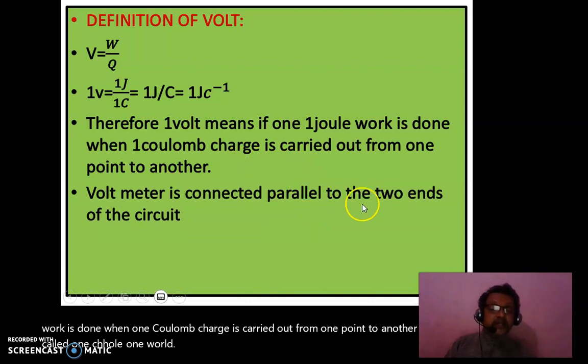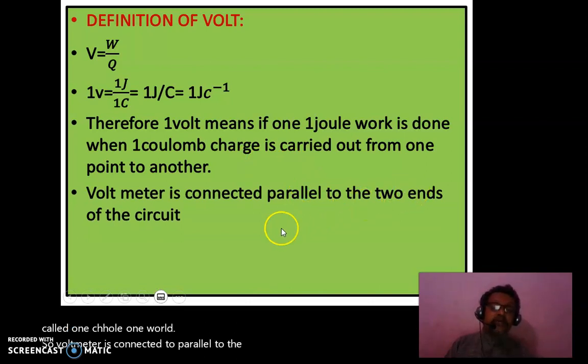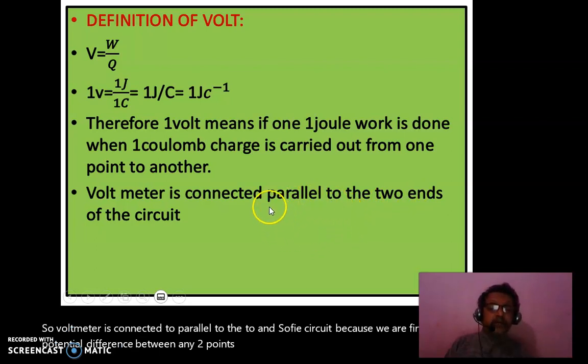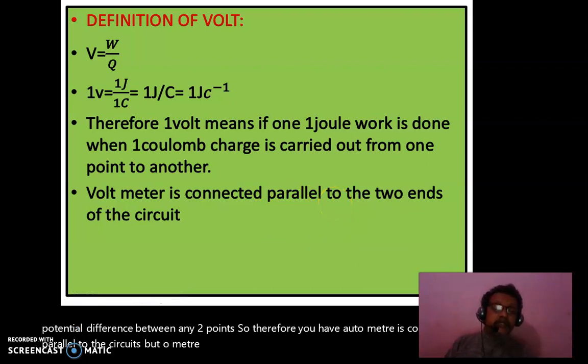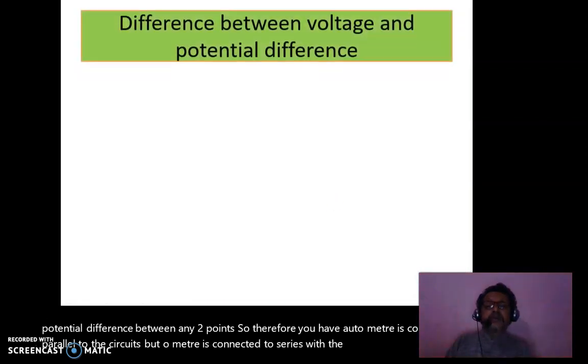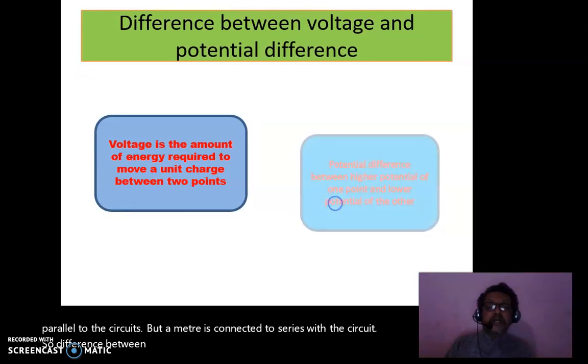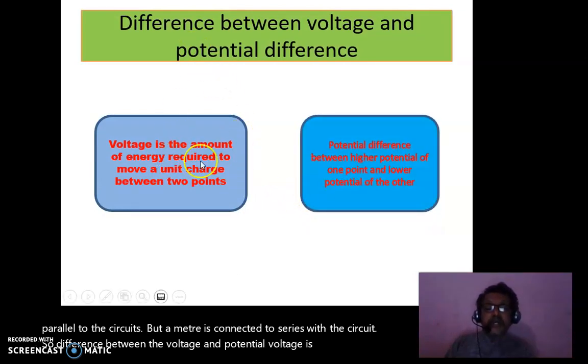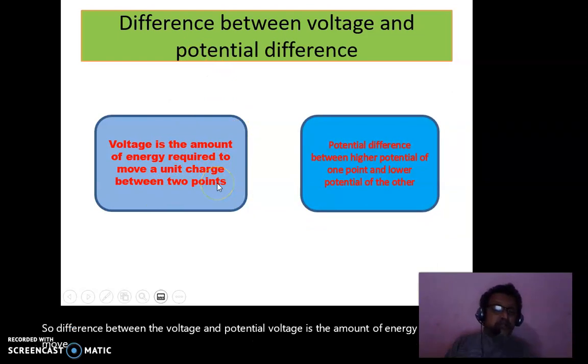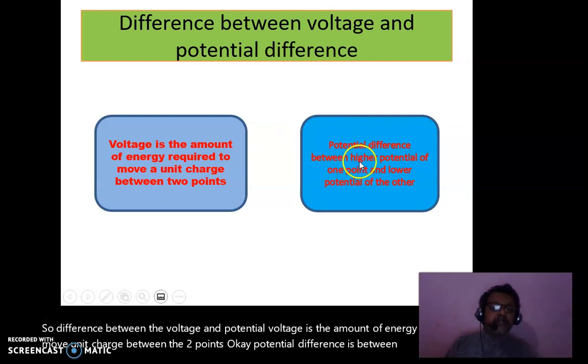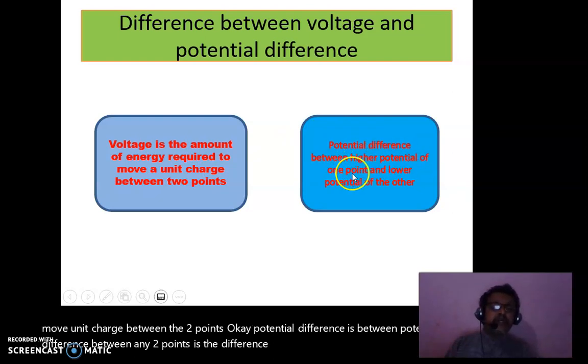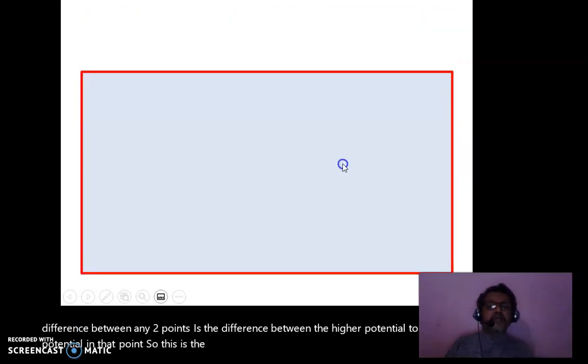So the voltmeter is connected in parallel to the two ends of the circuit because we are finding the potential difference between any 2 points. So the voltmeter is connected in parallel to the circuit, but the ammeter is connected in series with the circuit. So, difference between voltage and potential difference. Voltage is the amount of energy required to move unit charge between the 2 points. Potential difference between any 2 points is the difference between the higher potential and the lower potential at those points. So this is the difference between voltage and potential difference.